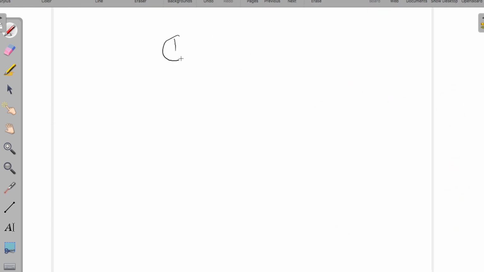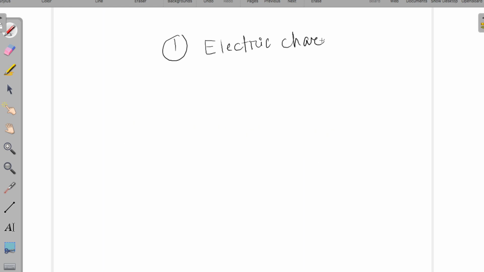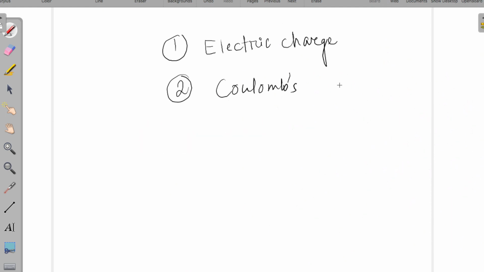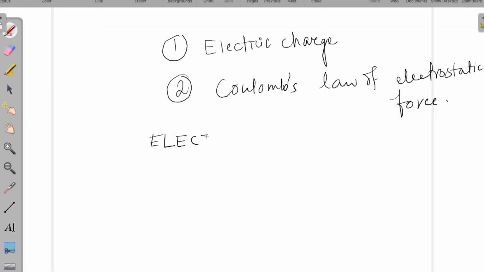In the last class we discussed electric charge, and we also discussed Coulomb's law of electrostatic force, right? So today we are going to discuss a new topic called electric field.